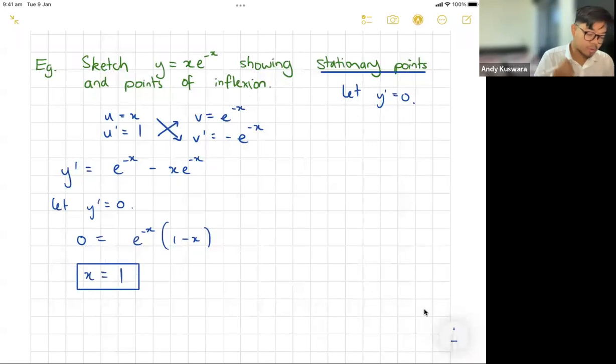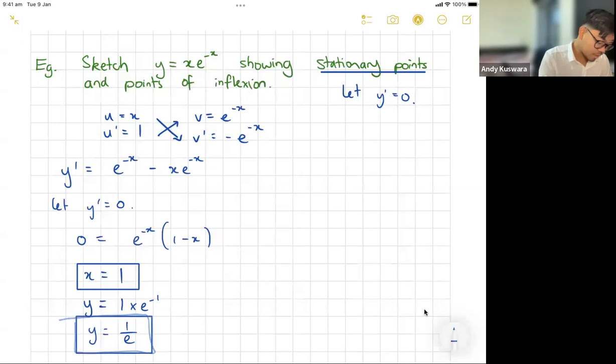All right, now remember, we're talking about stationary points, so I don't just need the x, I also need the y. Substitute back into the original. So it's just going to be 1 times e to the negative 1. So in other words, this is just y equals 1 on e using your negative index laws. Okay, so now I've got a stationary point. I just need to prove whether it's a max or min.